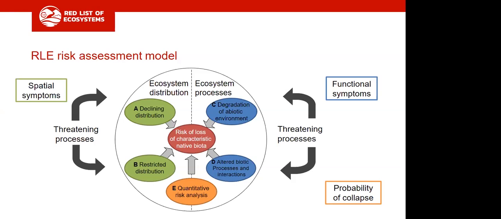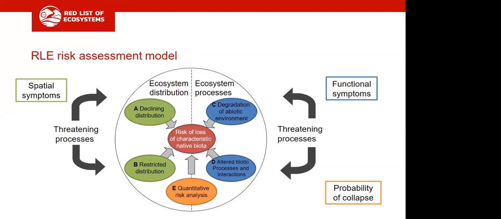And I want to point out that this criterion is the one that sets the basis for the rest of the risk assessment model, because it is what allows us to clearly define what each of the threat categories means. So what it means in terms of when we would lose, and we expect to lose, an ecosystem that is critically endangered versus when we expect to lose an ecosystem that is endangered.